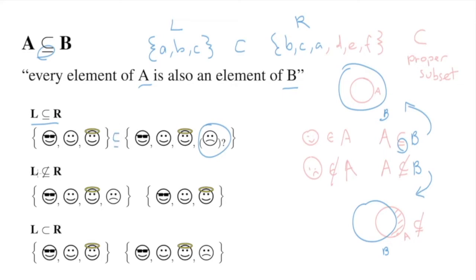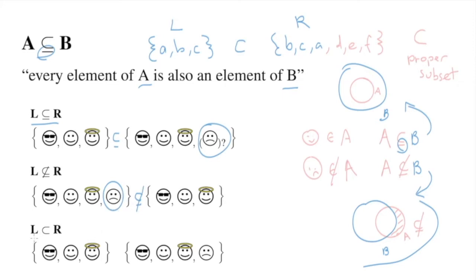Okay, what about this one? L is not a subset of R. That must mean we've got this kind of situation here. So there are additional members of the set on the left not in the set on the right. So here the frowny face is in the left set but not in the right set. That means that L is not a subset of R.